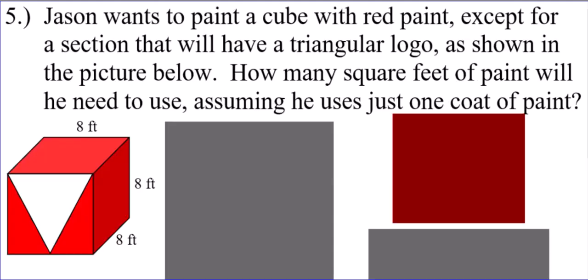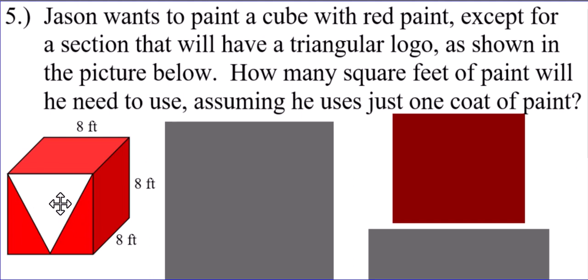Okay, speaking of special scenarios, take a look at number 5. Jason wants to paint a cube with red paint except for a section that will have a triangular logo as shown in the picture below. How many square feet of paint will he need to use, assuming he uses just 1 coat of paint?